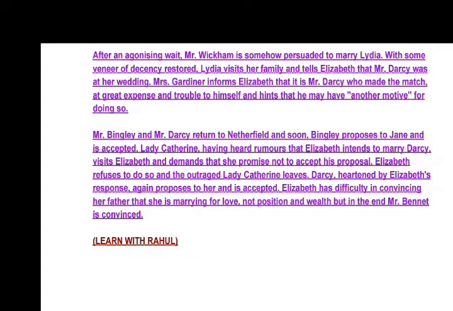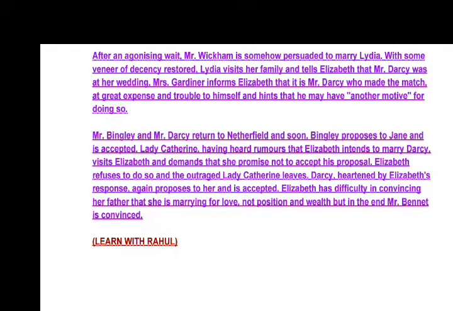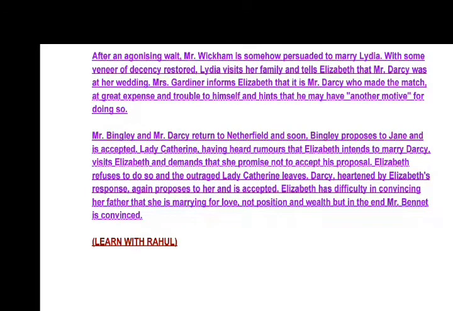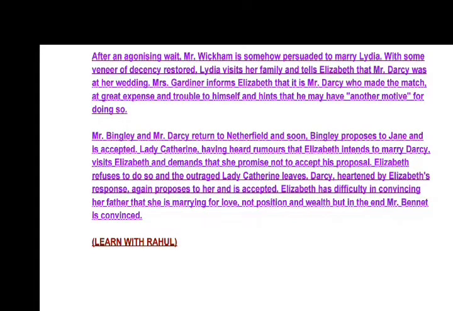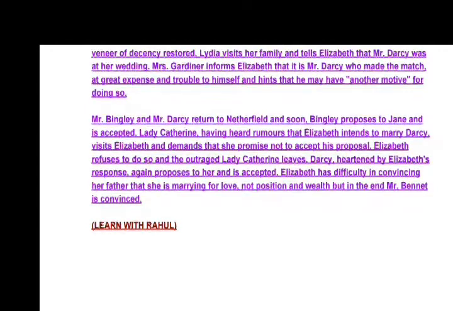Lady Catherine, having heard rumours that Elizabeth intends to marry Darcy, visits Elizabeth and demands that she promise not to accept his proposal. Elizabeth refuses to do so, and the outraged Lady Catherine leaves. Darcy, heartened by Elizabeth's response, again proposes to her and is accepted. Elizabeth had difficulty in convincing her father that she is marrying for love, not position and wealth, but in the end Mr. Bennet is convinced.